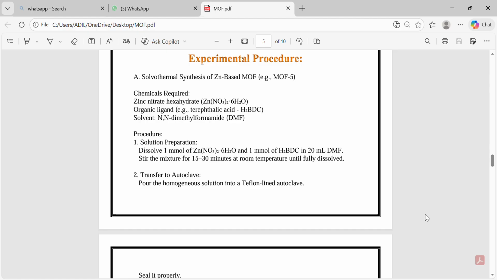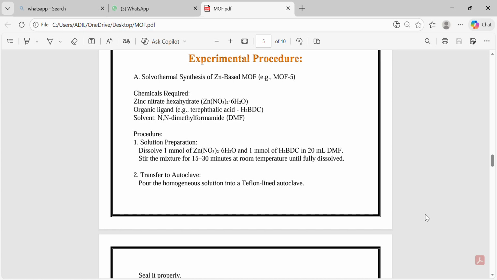The first one is the solvothermal synthesis of zinc-based MOF. This method is called solvothermal synthesis because we use heat for heating a solution in a sealed vessel. The chemicals used in this process are zinc nitrate hexahydrate, an organic ligand like terephthalic acid, and solvents like DMF, N,N-dimethylformamide.